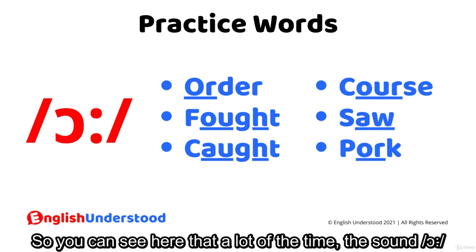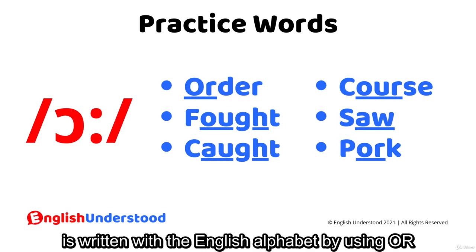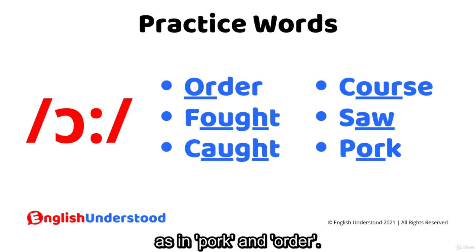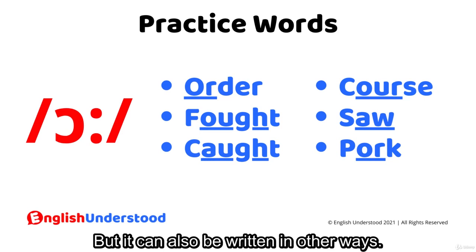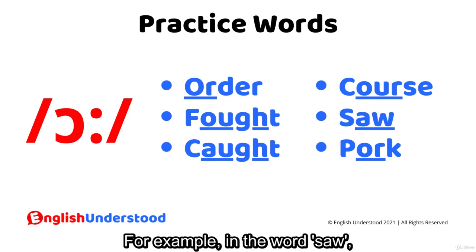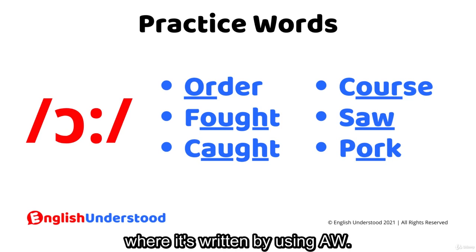So you can see here that a lot of the time the sound "or" is written with the English alphabet by using OR, as in pork and order. But it can also be written in other ways. For example, in the word saw, where it's written by using AW.